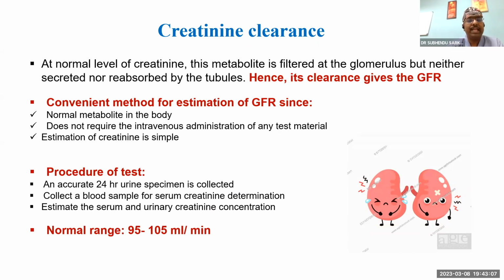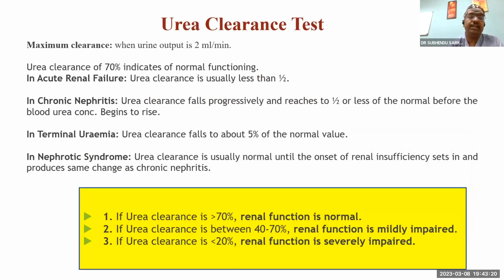The procedure is accurate: a 24-hour urine sample is collected, a blood sample is collected for serum creatinine determination, and the serum and urinary creatinine concentrations are estimated. Usually 95 to 105 ml per minute is the normal creatinine clearance. The next one is urea clearance. It is a maximum clearance when the urine output is 2 ml per minute. The most important thing is that urea clearance of 70% indicates normal functioning. In the yellow box, if the urea clearance is more than 70%, renal function is normal. If the clearance is between 40 to 70, renal function is mildly impaired. And if the urea clearance is less than 20%, renal function is severely impaired.